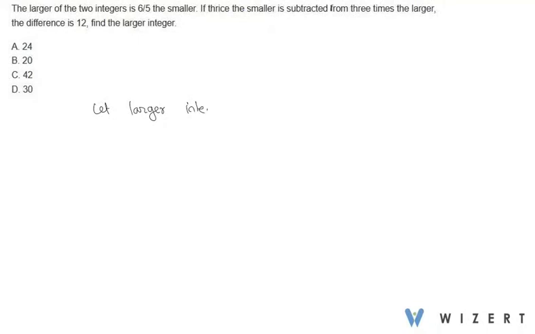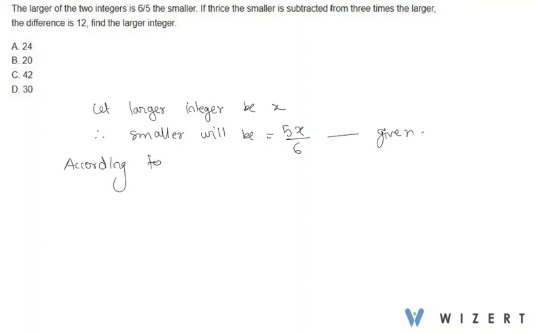Let the larger integer be x. Therefore, the smaller will be equal to 5x by 6, as given. Now, according to the given condition, 3 times the smaller is subtracted from 3 times the larger.